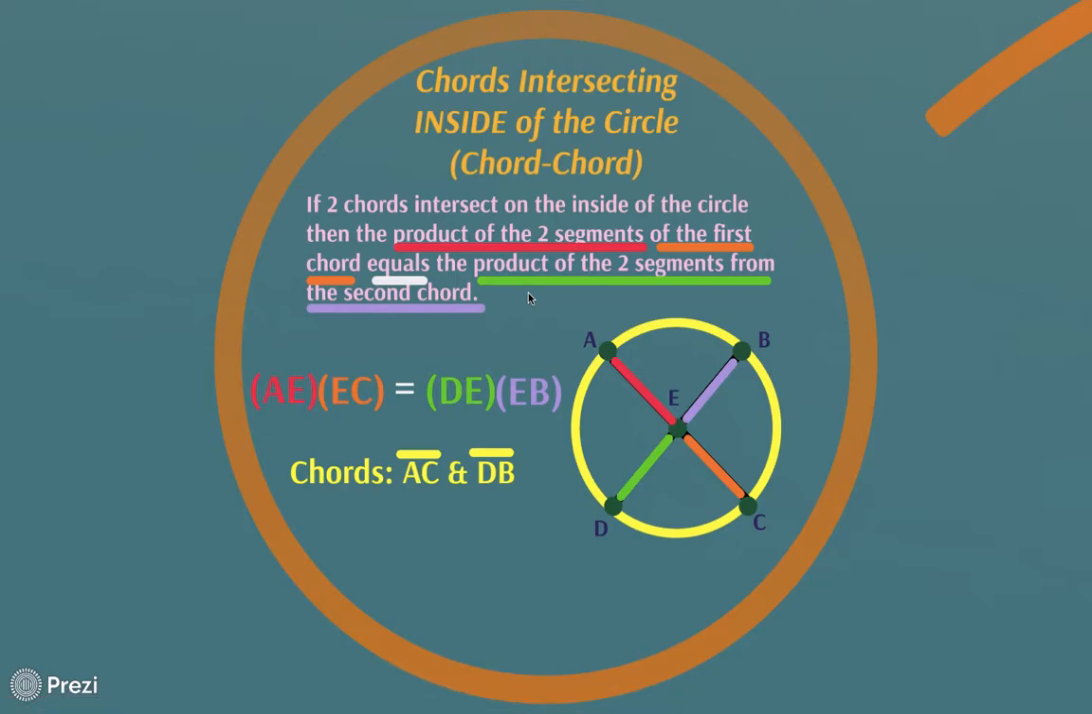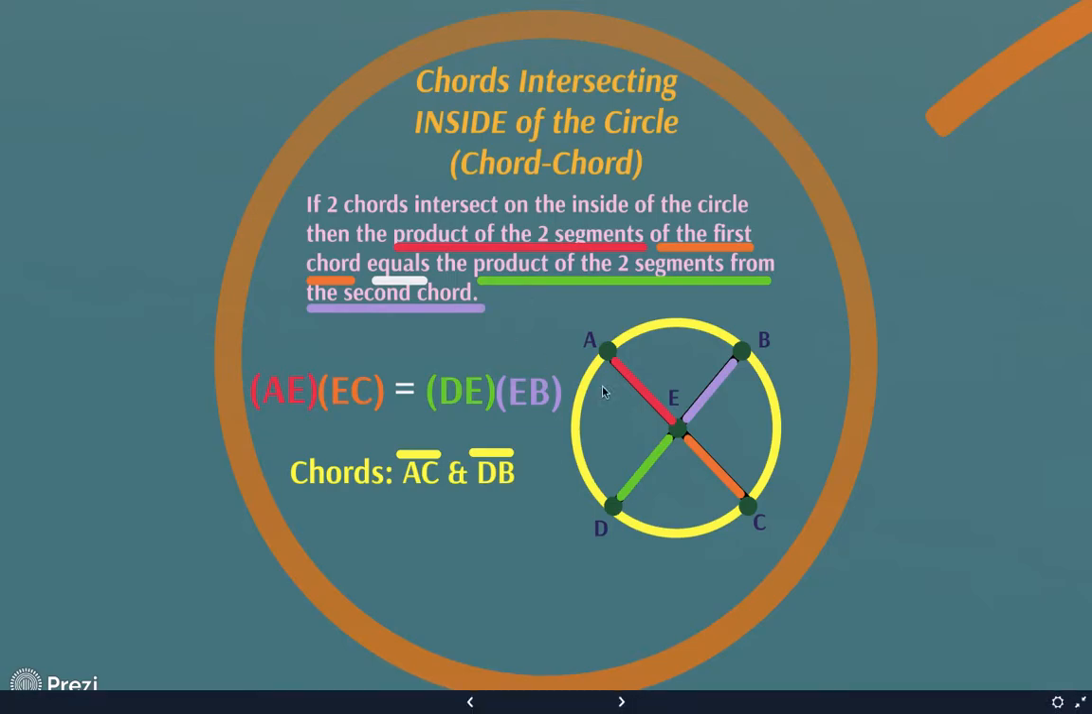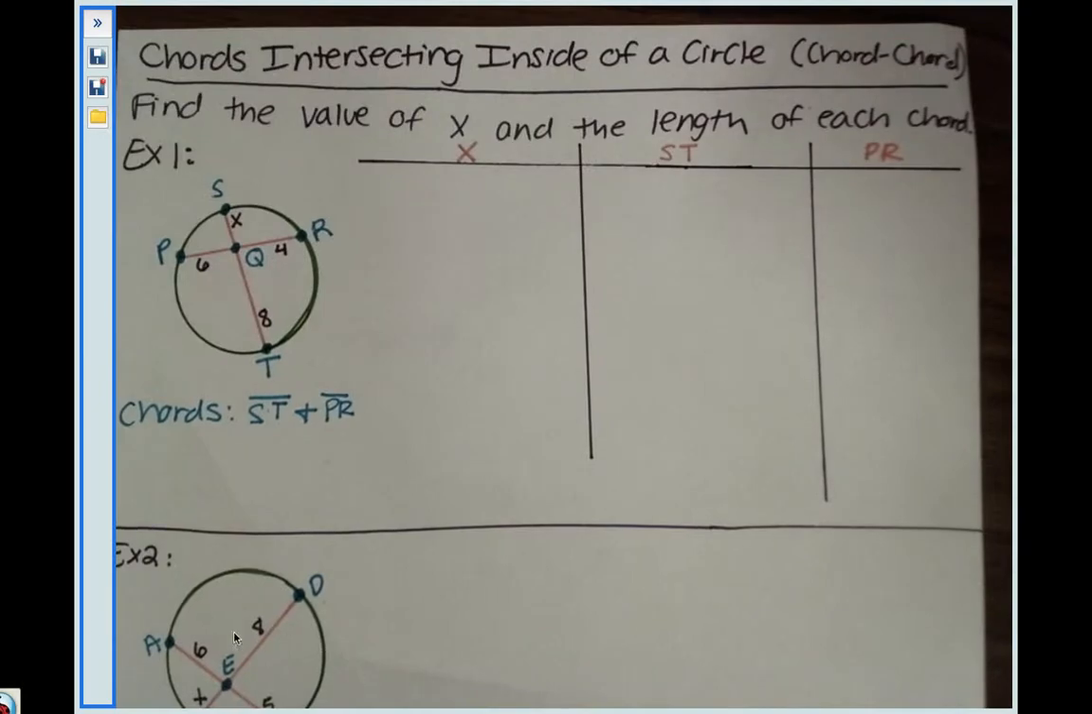It's kind of a mouthful to read all that though. But anyway, we're going to take each piece of one chord and multiply them together, then set them equal to each piece of the other chord multiplied together. And that's all we're going to be doing. So let's get going.